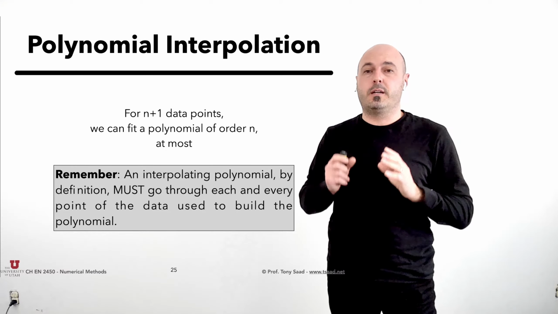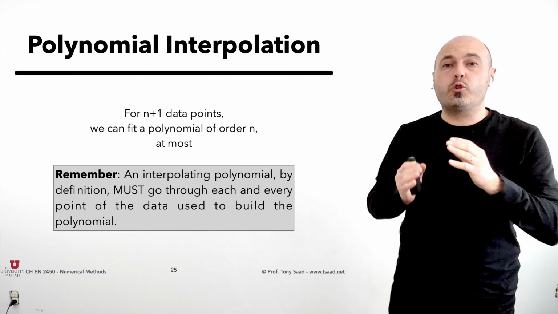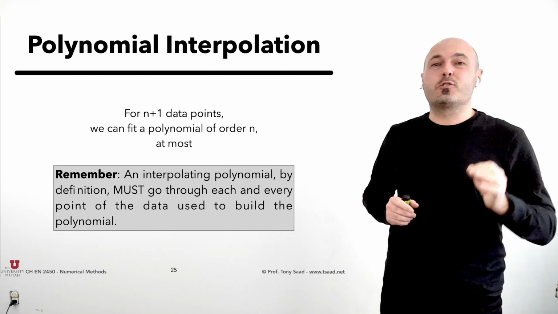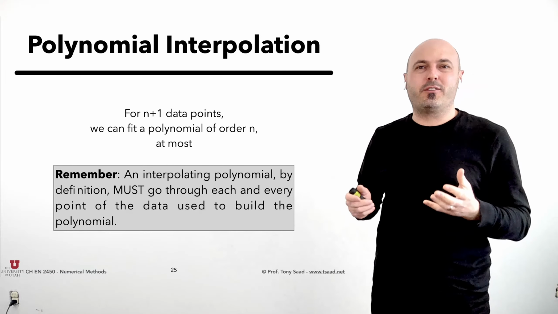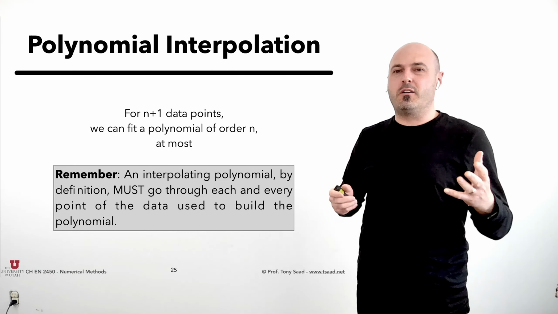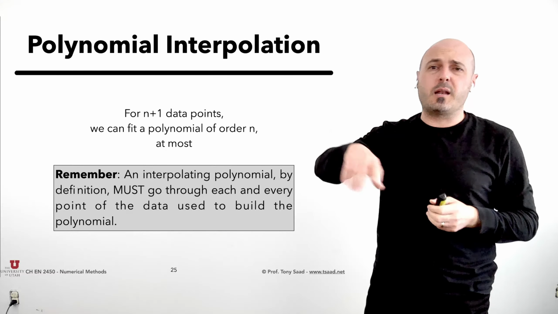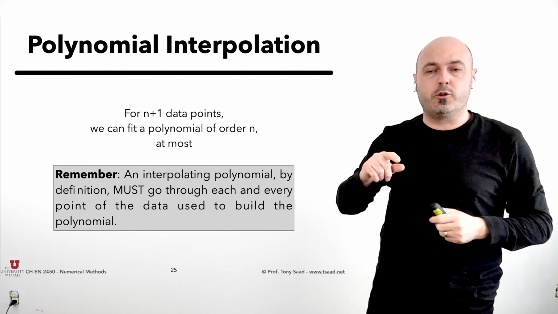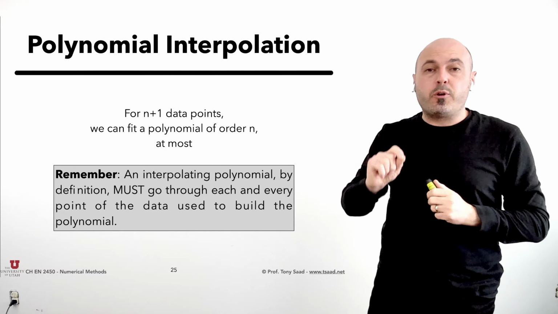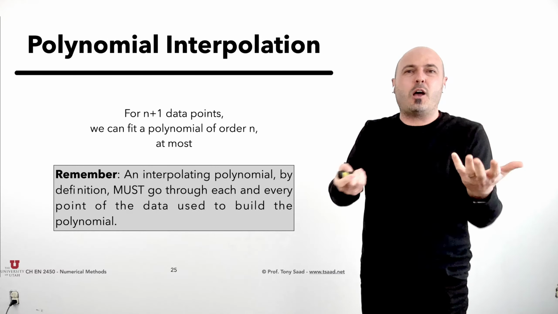Now, there's a critical piece of information here. An interpolating polynomial, by definition, must go through each and every point of the data set that you used to build it. So if you took a very large data set and said, I'm going to pick 10 points and build a 9th order polynomial, that polynomial, by definition, is going to have to pass through those points. Why? Because that's how we built it.